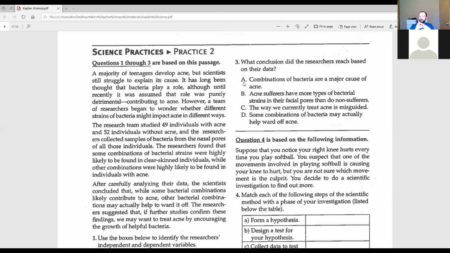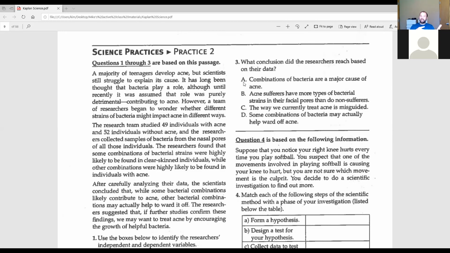The other one, again, for similar reasons to why I threw it out last time, A, combinations of bacteria are a major cause of acne. That wasn't what was being tested. B, like I said, is something that was discussed, but it doesn't say it was a major cause. It just says it is believed to be a cause of acne. There isn't anything in here that states that bacteria is a major cause or a big contributor to acne. So it doesn't answer the question on multiple levels. So throw it out. So look at C and D.